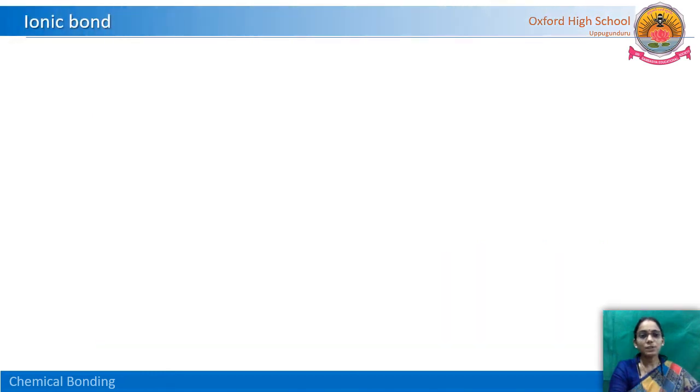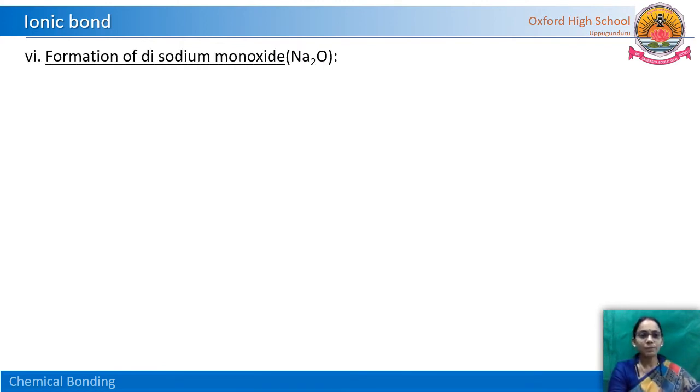In our previous session, we have learned about ionic bond and we have seen the cation and anion formation. Let us see one more example today. Formation of disodium monoxide. How many atoms of sodium are present here? 2 sodium atoms. And what is the reason for 2 sodium atoms and 1 oxygen atom?